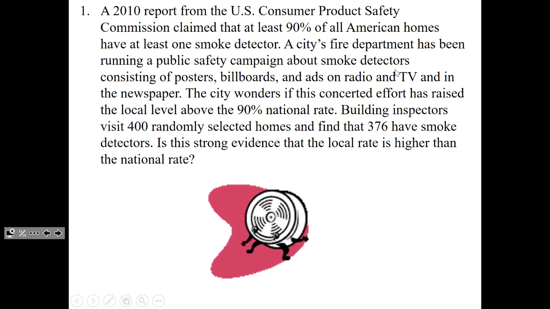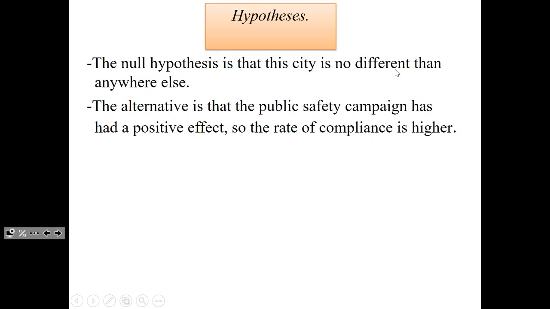The way I'm going to answer this question is I have to go in and check my conditions. I'm going to figure out the whole steps: null hypothesis, alternative, work my way through everything. Step one, my hypotheses. Null hypothesis, there's no effect. Nothing happened. We are no different than anywhere else. The alternative, what we want to try and prove, is that we had a positive rate, so our compliance would be higher. So this is it in words. Null hypothesis, our city is no different than anywhere else. Alternatively, the public safety campaign worked, and the rate of compliance is higher.